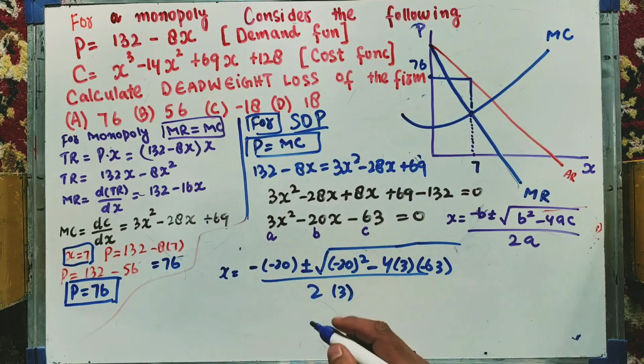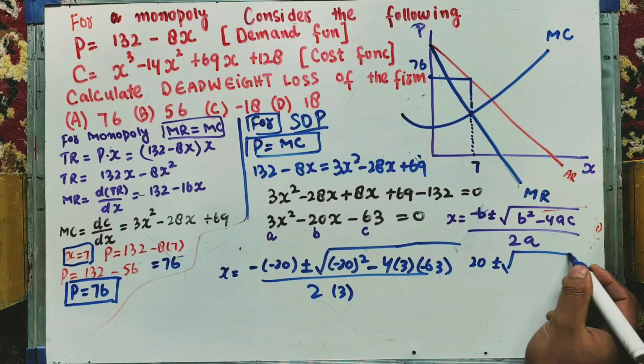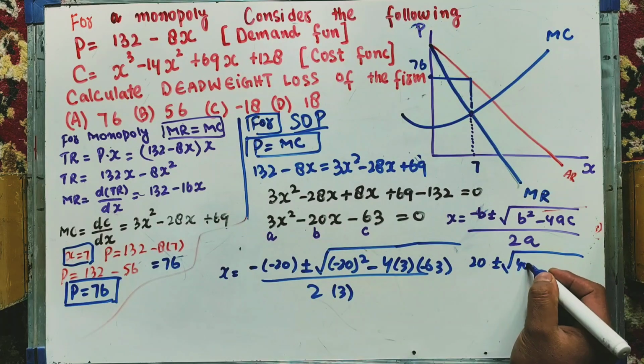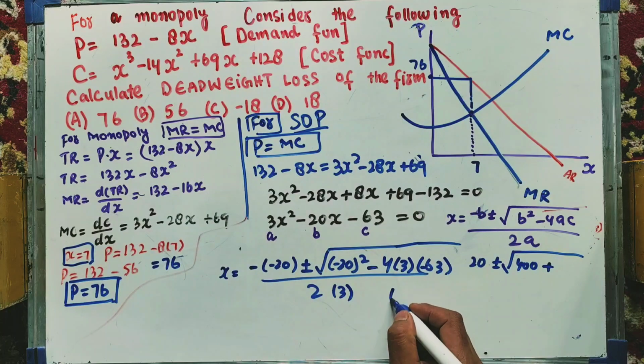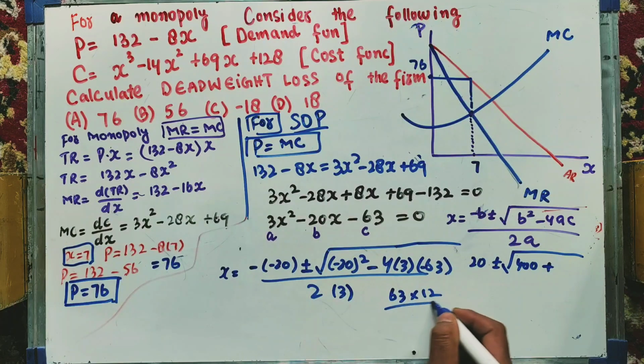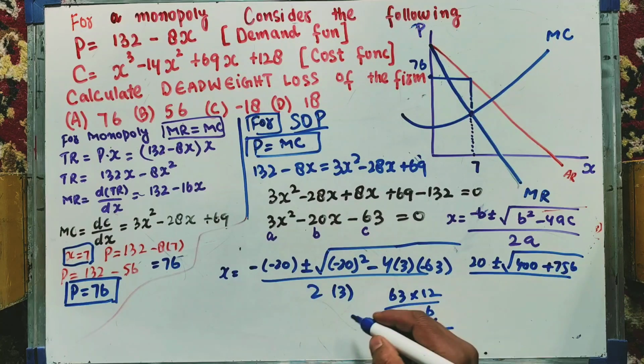Solving it, minus into minus is plus, we get 20 plus minus. Square of a negative number is positive, we get 400. Minus into minus is plus, so 4 3s are 12 into 63. So we have 63 into 12. 2 3s are 6, 2 6 are 12. Then we have 1 3s are 3, 1 6 are 6, 6 goes 6, 3 goes 5, 7 goes 7, so 756, divided by 2 into A, 2 into 3, which is 6.